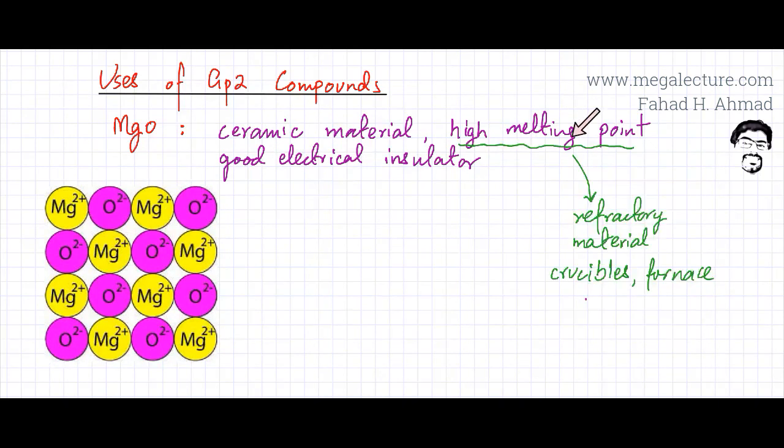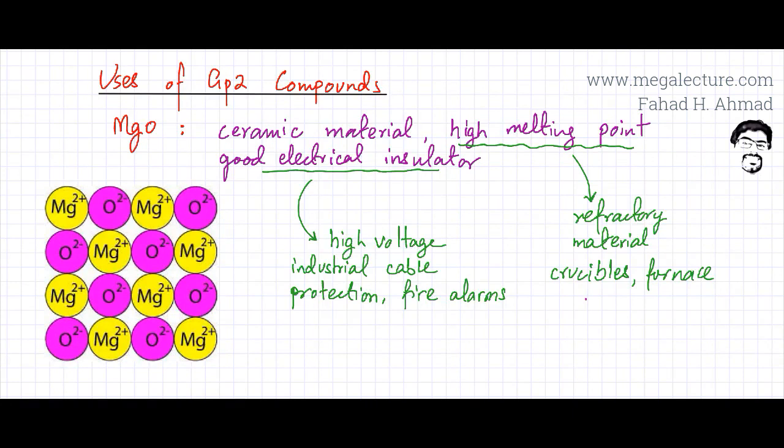Magnesium oxide has a significantly higher melting point compared to other substances. So it's used as a refractory material in crucibles and in furnace linings, where temperatures are very high. You want the lining, or the substance it's made from, not to melt, so you make it out of magnesium oxide.